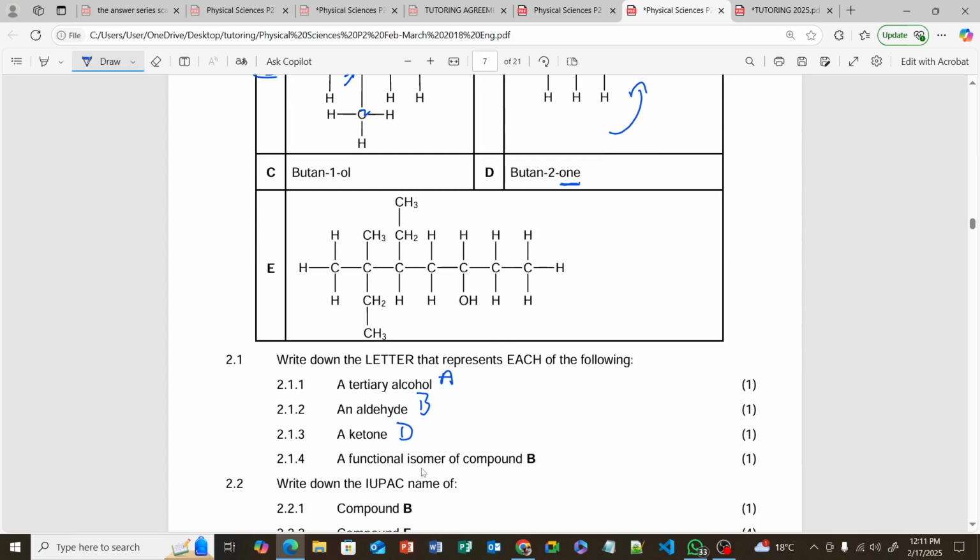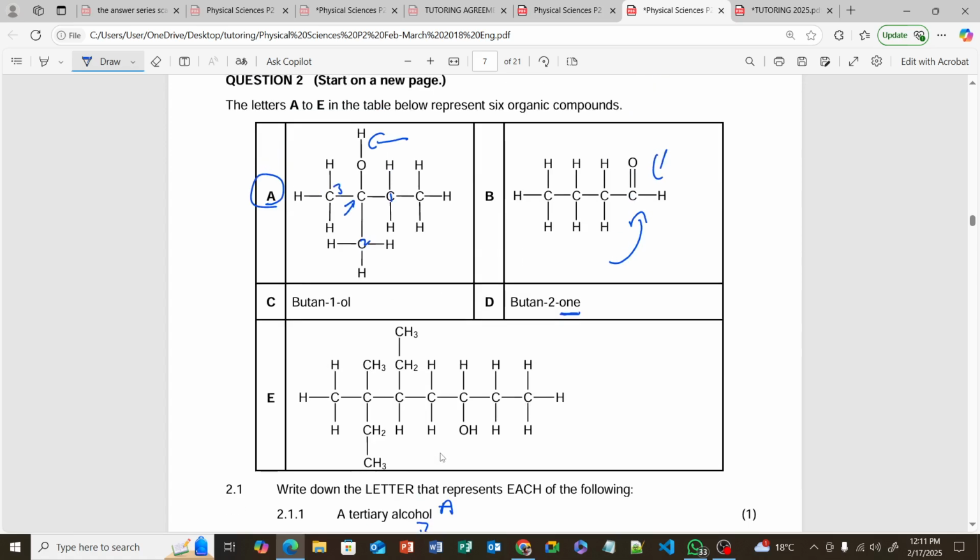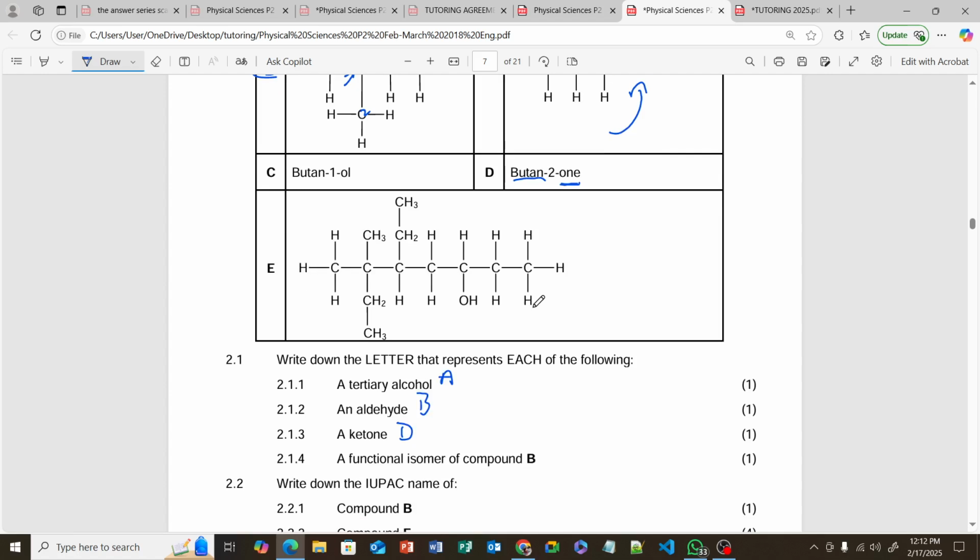And a functional isomer of compound B. B is an aldehyde, and a functional isomer of an aldehyde is a ketone with the same chain length. So 1, 2, 3, 4, and this is butanol. So it has 4 carbons too. So D will be the answer to 2.1.4. They want a functional isomer of compound B, which is D.